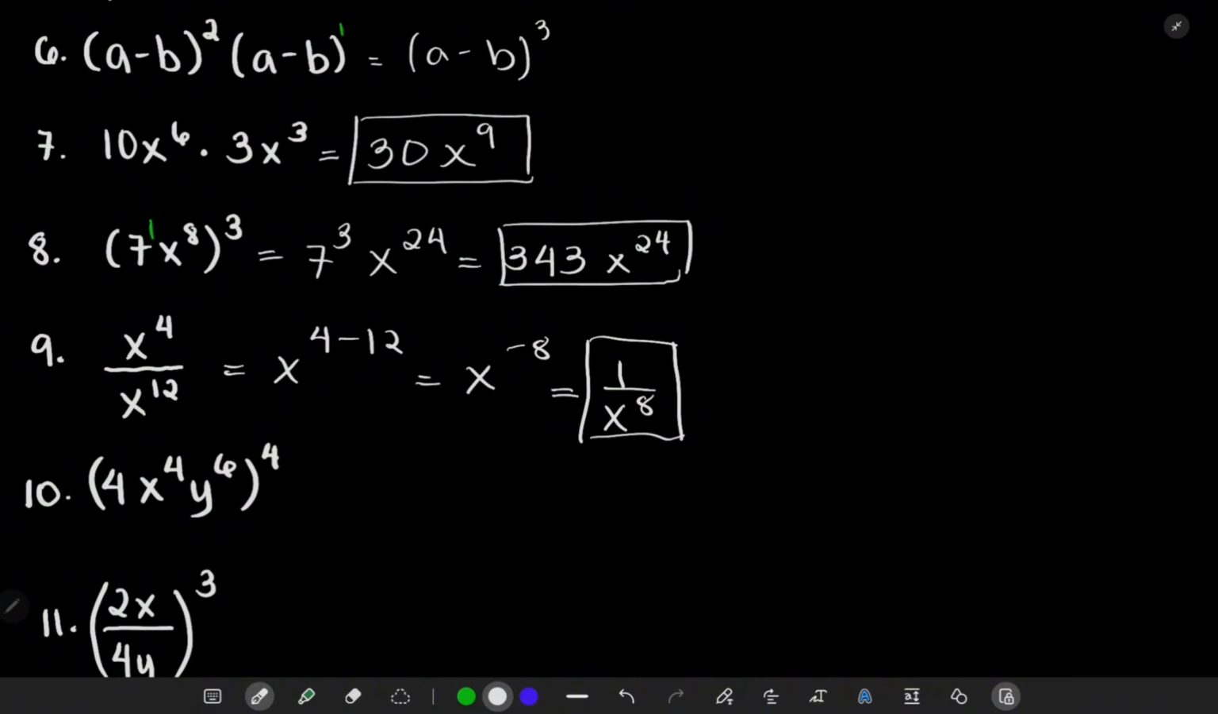And then number 10, using the power of a product. So we have invisible one dyan. So that is equal to 4 raised to 4. X raised to 4 times 4. So that is 16. And then 6 times 4 is 24. And 4 raised to 4. So that is equal to 256.